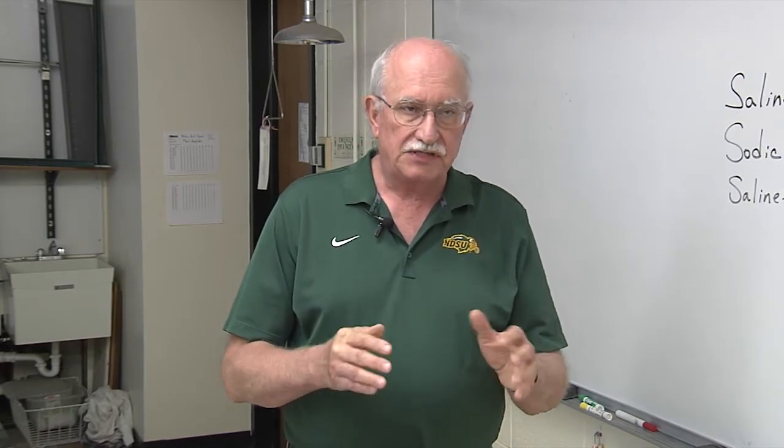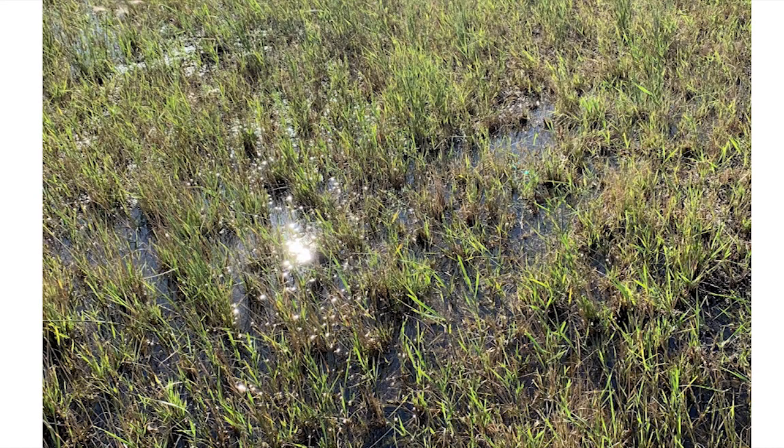Oftentimes we have areas in fields that are wet and they stay wet all year long. Again, like I mentioned, it's probably the water table. Sometimes it could be a sodium layer underneath the surface. We do get plants growing on these soils sometimes, but the water just won't drain through them. We have worked with some examples like that at the Langdon Research Extension Center, where water will pond on the surface, but it will not go through even with tile drainage in there.